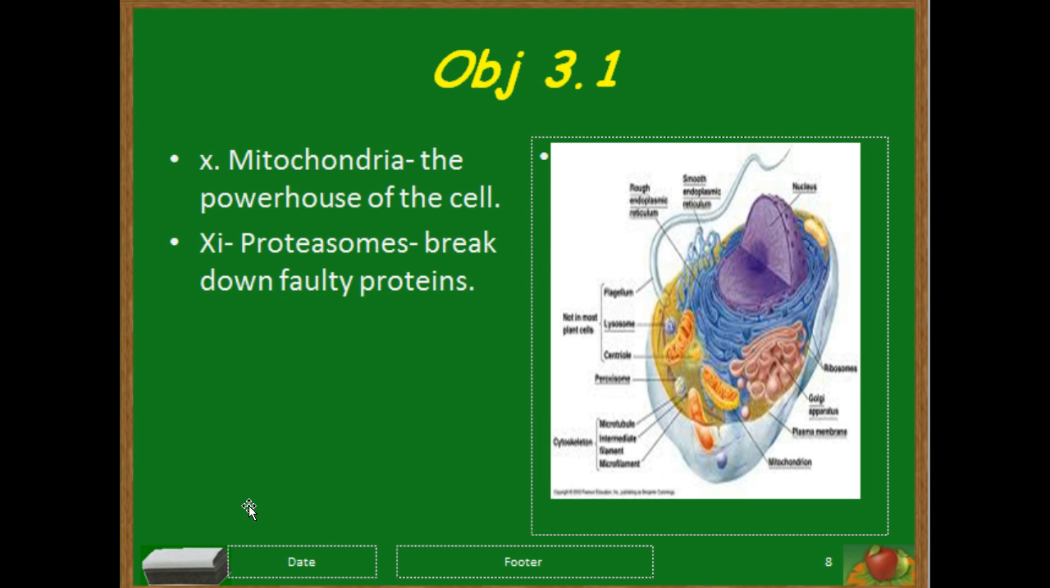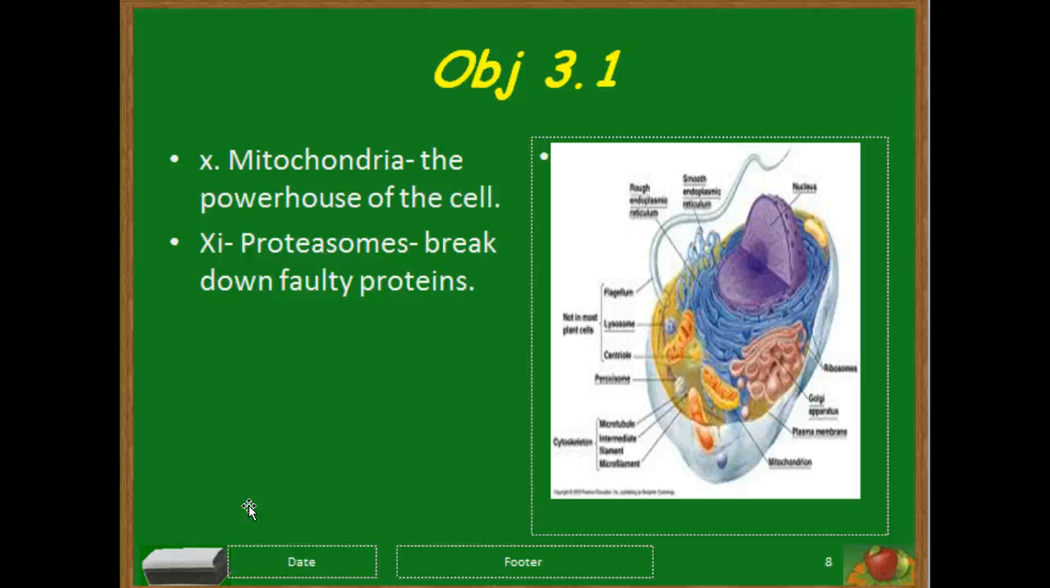All right, the next one is the mitochondria. Mitochondria is the powerhouse of the cell. This is where all the energy is coming from. Very, very important. Another interesting fact about the mitochondria is that it does contain DNA. Usually we think of just the nucleus containing the DNA, but mitochondria also has DNA as well.